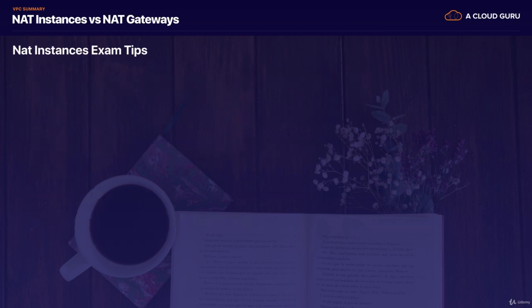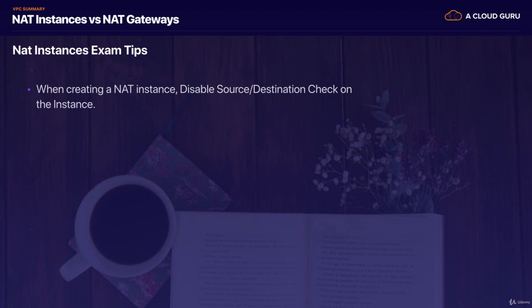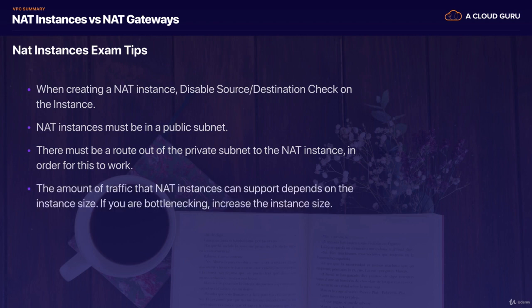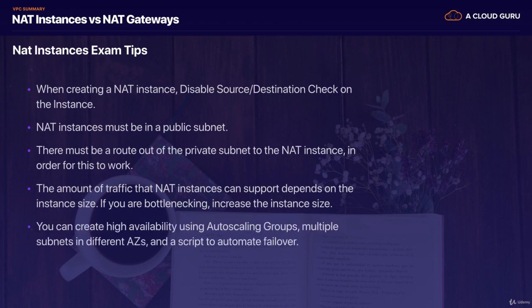We then went on to learn about NAT instances. So when creating a NAT instance, you always disable the source and destination check on the instance. NAT instances must be in a public subnet, and there must be a route out of the private subnet to the NAT instance in order for this to work. The amount of traffic that a NAT instance can support depends on the instance size. And if you're bottlenecking, you need to go in and increase the size of the NAT instance. You can create high availability using auto-scaling groups, multiple subnets in different availability zones, and then a script to automate failover. And NAT instances are always behind a security group.